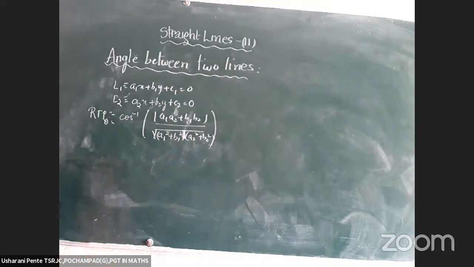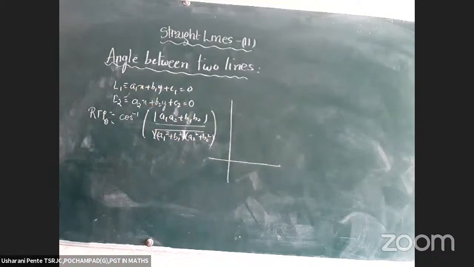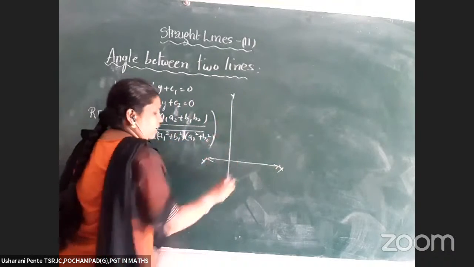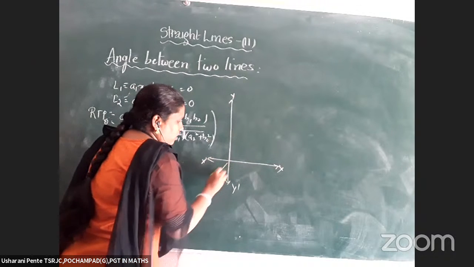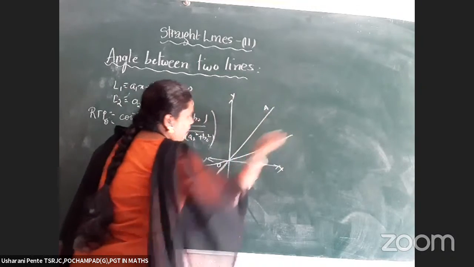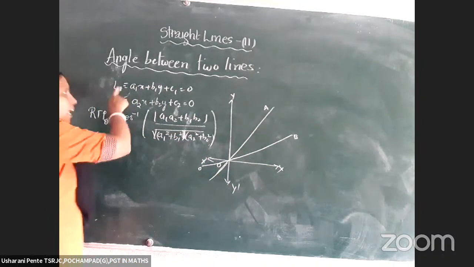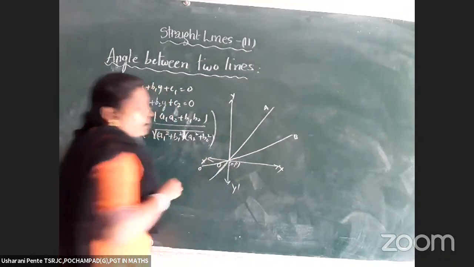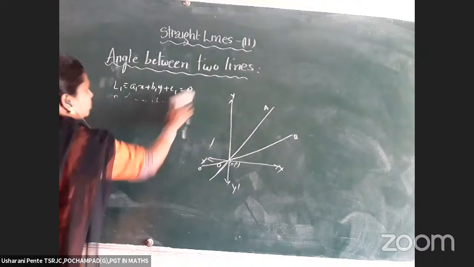For this, we are considering two lines passing through the origin. This is x, x dash, y and y dash, the xy coordinate plane. In this, we are taking two straight lines: OA be one line and OB be the other line, which are parallel to the given lines L1 and L2. They are passing through the origin. That is what we need to write.